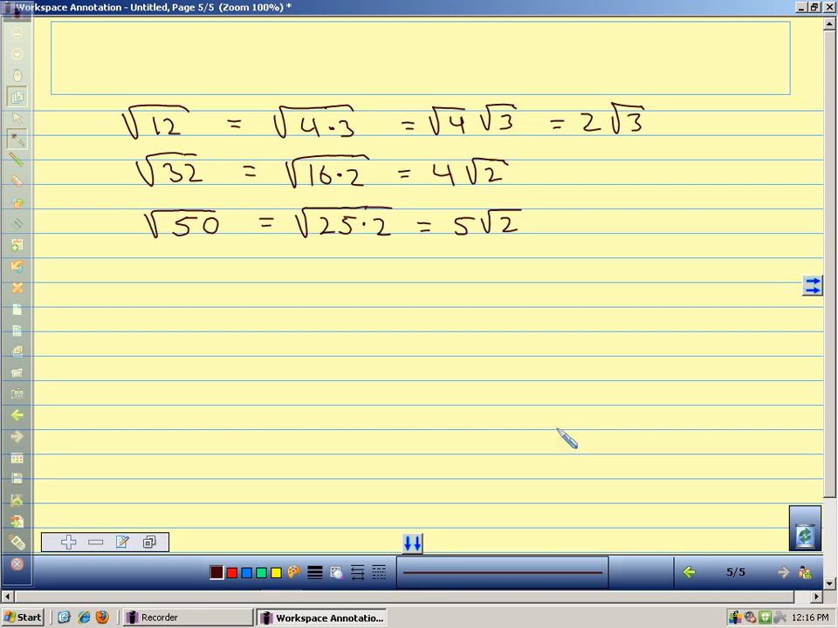So I think there's one problem on the homework that asks you to leave your answer in simple radical form, maybe two. And we'll do more with this as we go on, simplifying radicals, because with the Pythagorean theorem and the next topic that we're going to talk about, this will come up more.